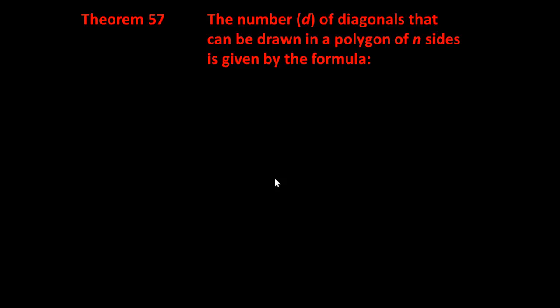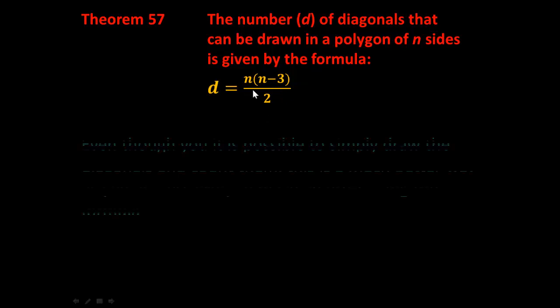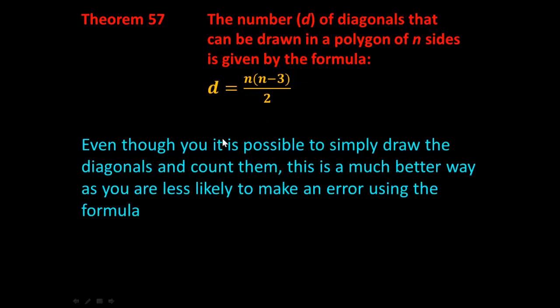And that is 57. The number of diagonals D that can be drawn in a polygon of n number of sides is given by this formula. D equals n times n minus 3 all over 2. Okay, so yes, we can sit there and draw the diagonals and count them, but this is a much better way, and we're less likely to make an error using it.